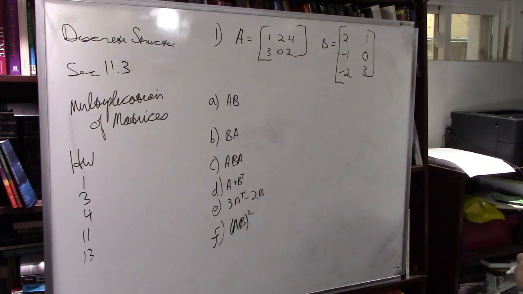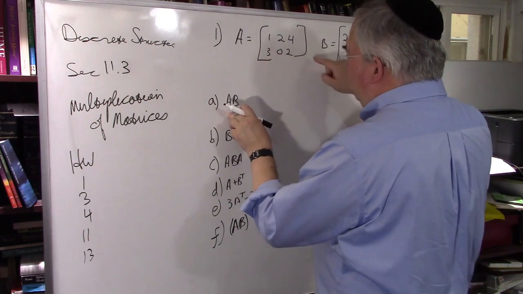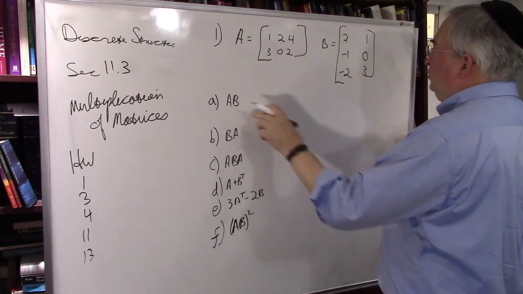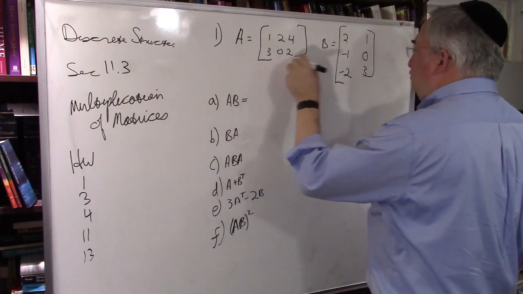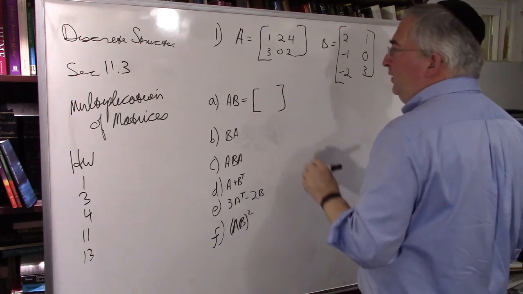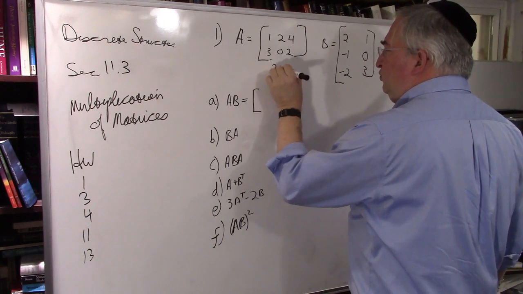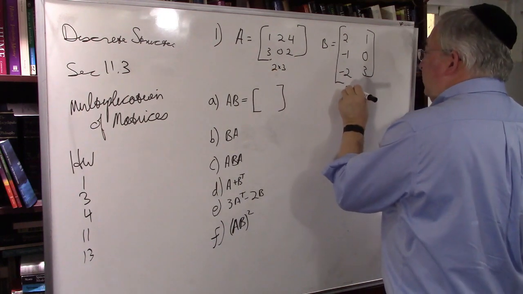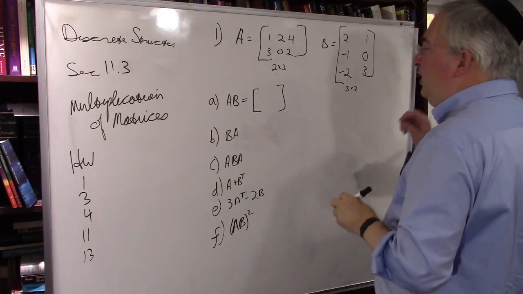Okay, now I can put the book down, we can work it out. Okay, so let's go through this. This is a 2 by 3 matrix. This is a 3 by 2 matrix. So that we're going to get out a 2 by 2 matrix. Okay, let's go through that again. This is a 2 by 3 matrix. This is a 3 by 2 matrix. We're going to get out a 2 by 2 matrix. Let's do it.